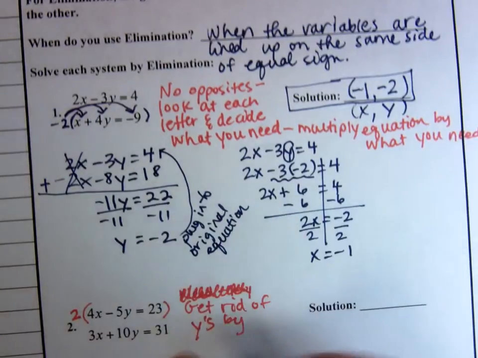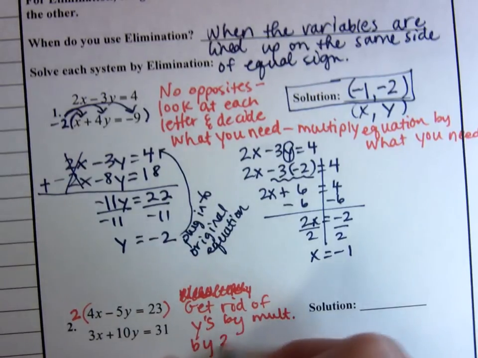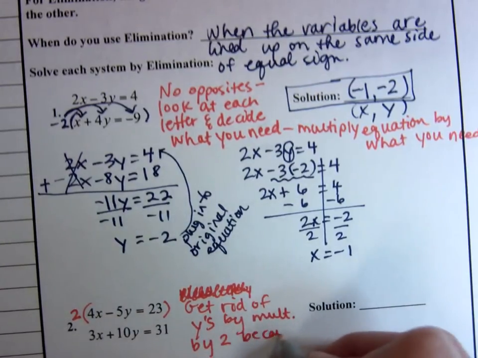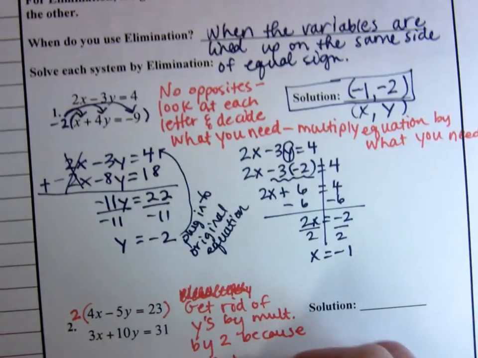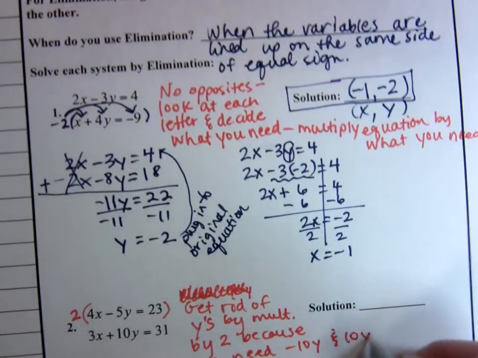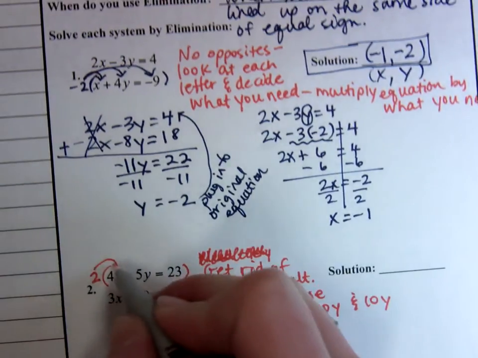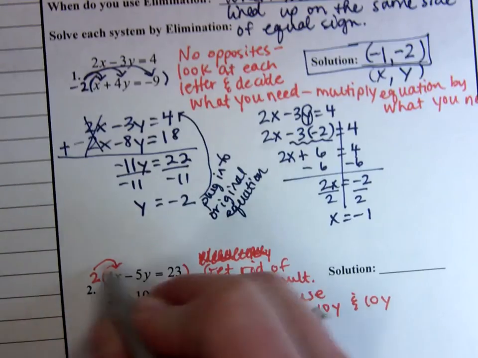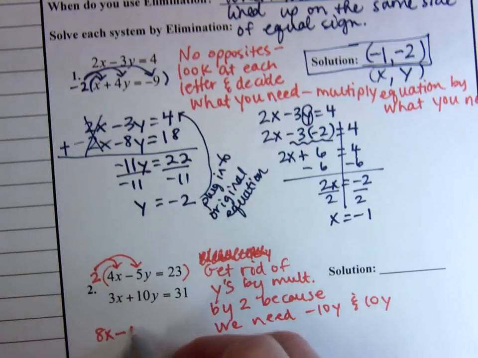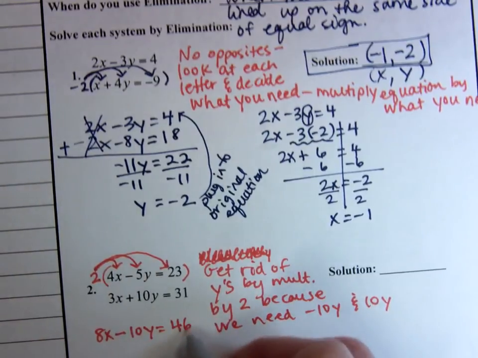So we're going to get rid of the y's by multiplying by 2, because we need -10y and positive 10y. There we go. So let's go ahead and distribute. 2 times 4x is 8x. 2 times -5y is -10y. 2 times 23 is 46.